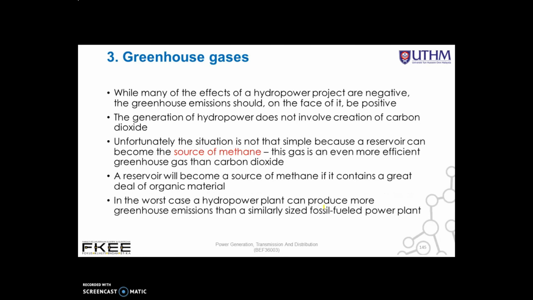The third impact is the greenhouse gases. While many of the effects of a hydropower project are negative, the greenhouse emissions should, on the face of it, be positive. The generation of hydropower does not involve the creation of carbon dioxide. Unfortunately, the situation is not that simple, because a reservoir can become a source of methane, a gas that is an even more efficient greenhouse gas than carbon dioxide. A reservoir will become a source of methane if it contains a great deal of organic material. In the worst case, a hydropower plant can produce more greenhouse emissions than a similarly sized fossil fuel power plant.